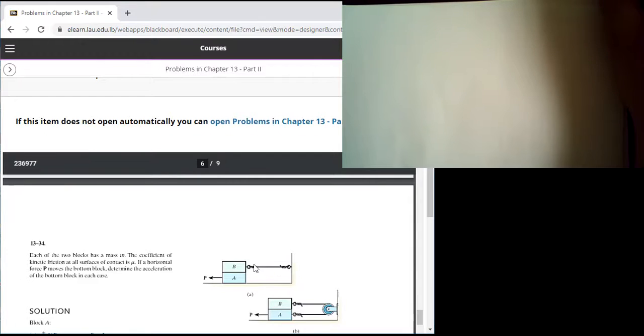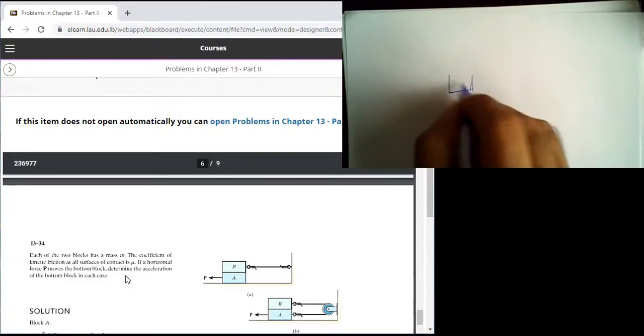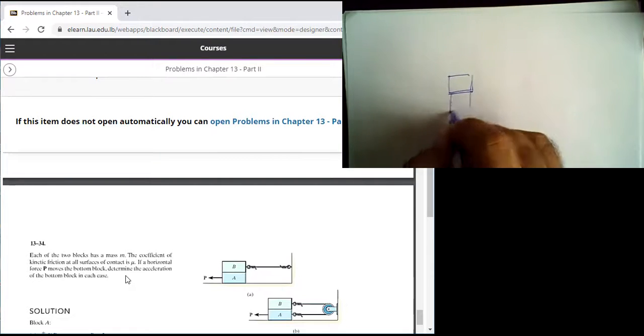Each of the two blocks has a mass m. The coefficient of kinetic friction at all surfaces of contact is mu. If a horizontal force P moves the bottom block, determine the acceleration of the bottom block in each case. So we need to find the acceleration. Okay, let's start with the first problem on top. So this is my block, and then this is another block.